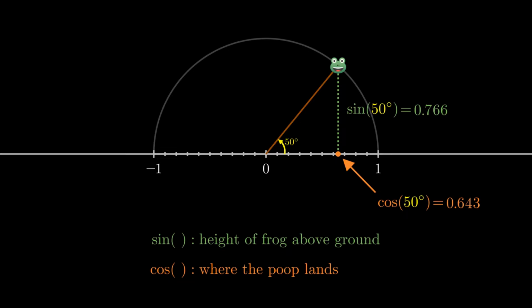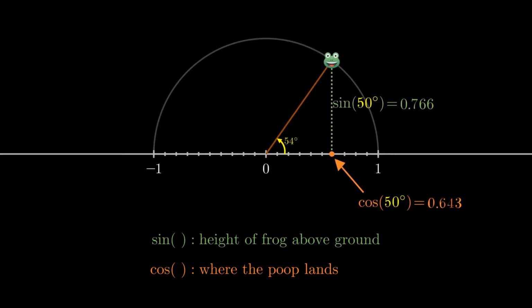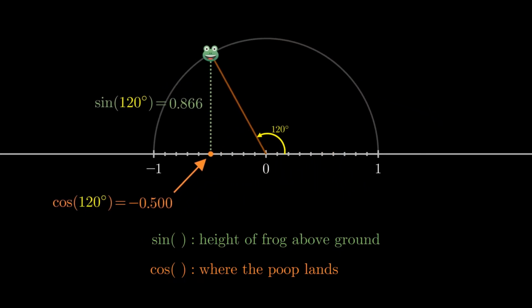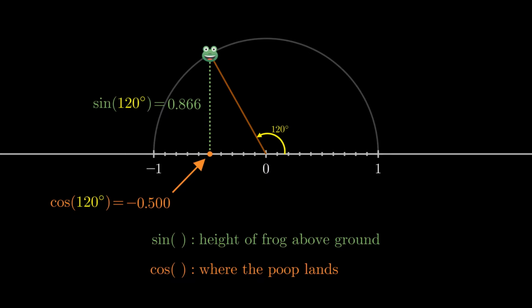So that lets us easily extend our sine and cosine machines to make sense of obtuse angles. Okay, it's absolutely possible to swing across all the way to an obtuse angle like 120 degrees here. At which point sine 120 degrees is 0.866, meaning the frog is about 0.866 meters above ground right now. And cosine of 120 degrees is exactly -0.5, because if the frog were to chuck a dump at this point, it would land exactly on the -0.5 mark on the number line.